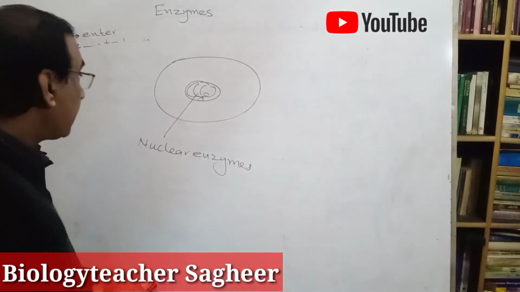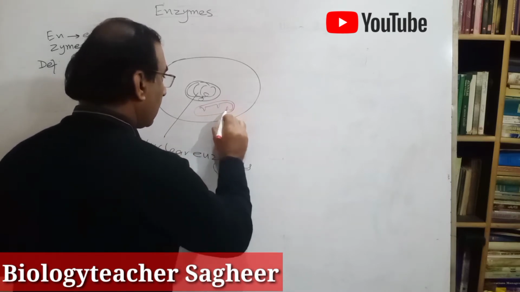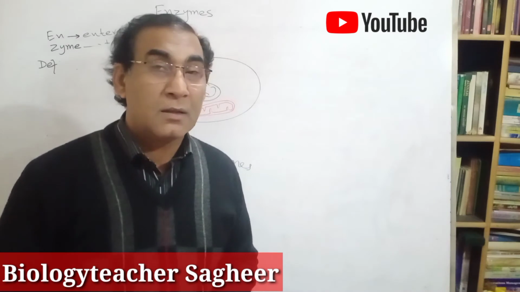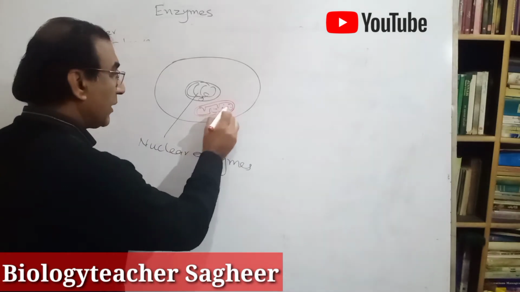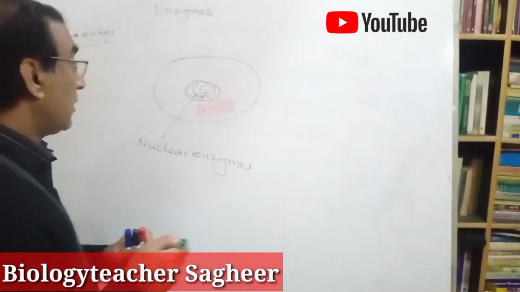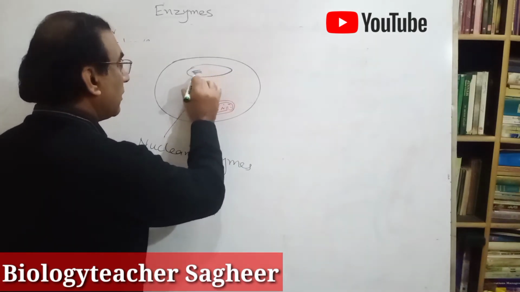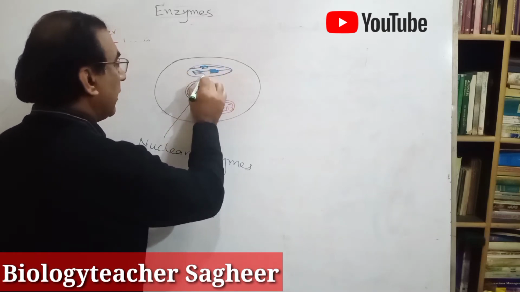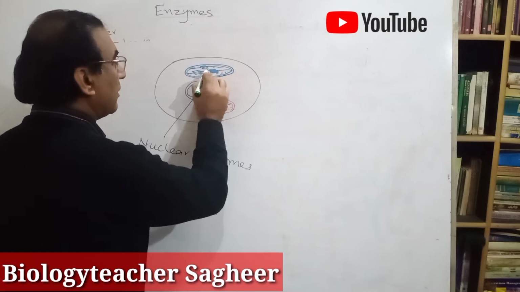The others are there which are found in mitochondria. For example, the enzymes which are related with the Krebs cycle, those are found here in the matrix of mitochondria. The others are there which are related with the photosynthetic process. Those are found in what? Chloroplast. This is a sketch of chloroplast, and these are found here in the stroma of chloroplast.